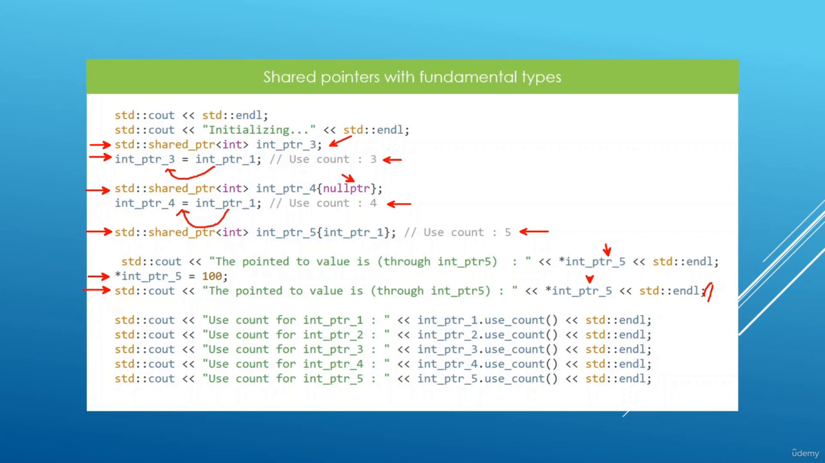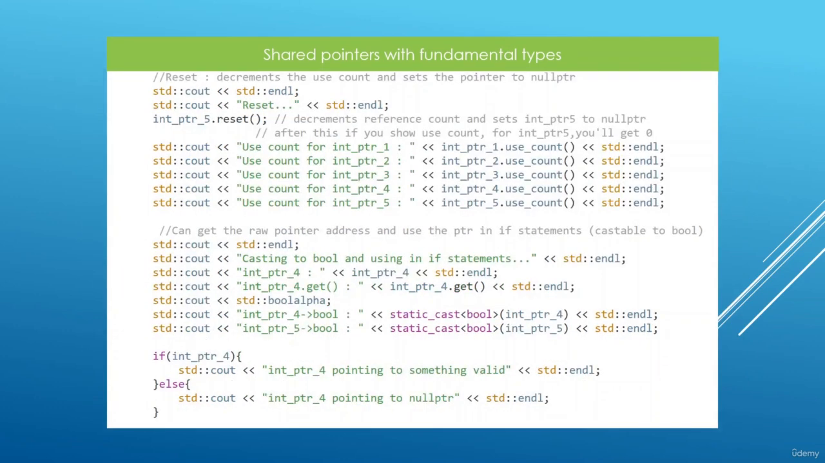At this point, if we print the use count through all these pointers, we're going to get 5 printed out, because we have 5 pointers pointing to the same data in memory. Okay, now if we have these pointers and we happen to reset one of those pointers, what is going to happen? That pointer is going to be reset to null pointer. It's going to be pointing to null pointer, but that's also going to decrement the reference count, because that pointer is no longer going to be pointing to our data in memory. So this is what is going to happen here.